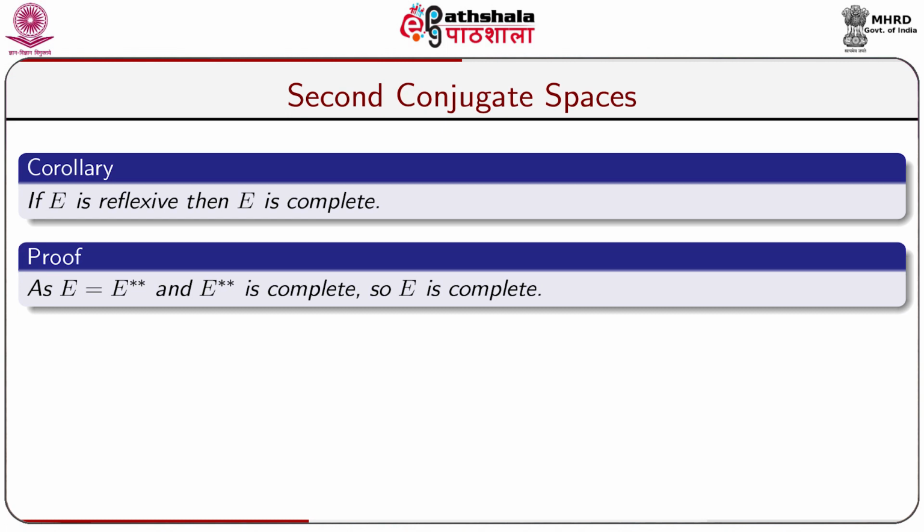In this connection, we take a corollary. If E is reflexive, then E is complete. That means, if E is a normed linear space, then its first conjugate space E star is complete. If we take its another dual, we see that E double star is again complete. As E is reflexive, so E equal to E double star. As E double star is complete, so E is complete.